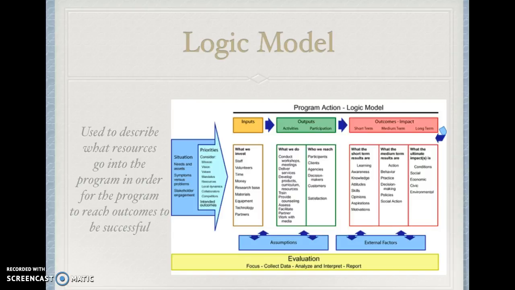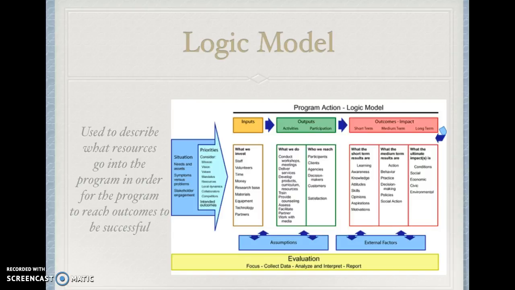You determine the priorities and what sort of inputs you would have to put into the program for it to be successful, such as staff, volunteers, time, money, research, materials, equipment, technology, partners, a location, and then you determine what kind of outputs you want for the program, which would be what kind of activity would you do? Would it be a workshop, a seminar, a meeting? What kind of services would it deliver?